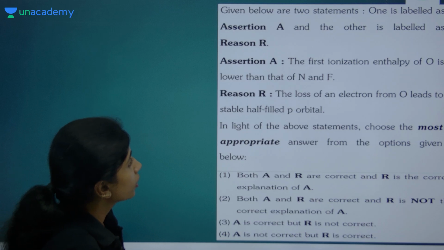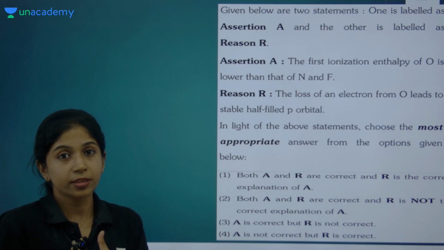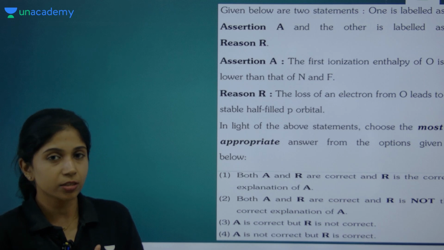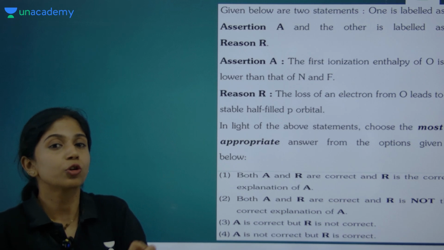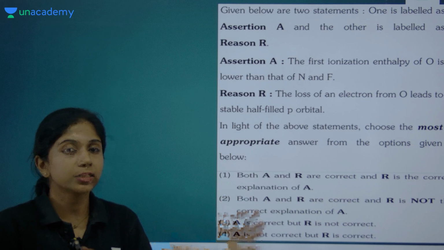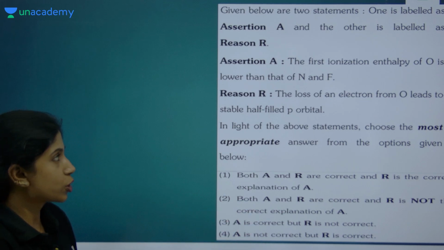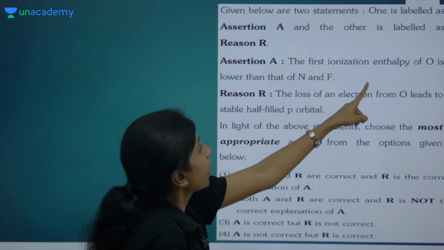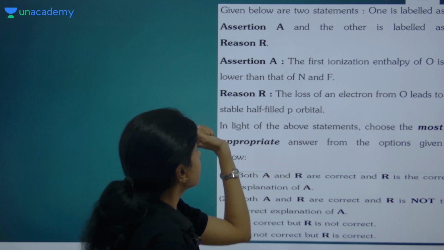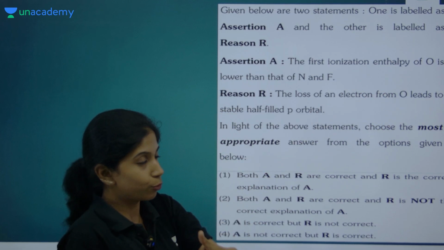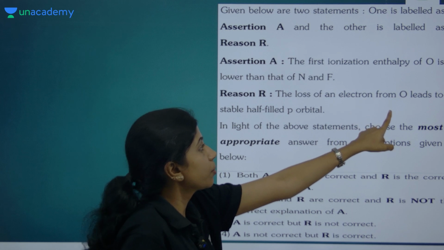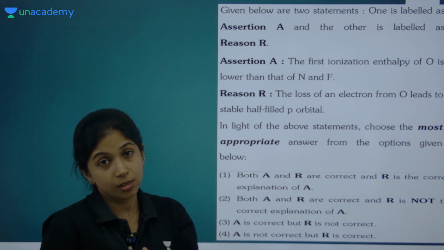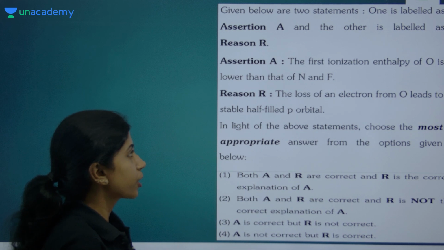Here the question is from the p block. They have asked about first ionization enthalpy. Ionization enthalpy is the energy required to remove the electron in the outermost orbital. That is ionization enthalpy or ionization energy. The assertion is that the ionization enthalpy of oxygen is lower than nitrogen and fluorine. The reason given is that loss of an electron from O leads to a half filled p orbital stable configuration.